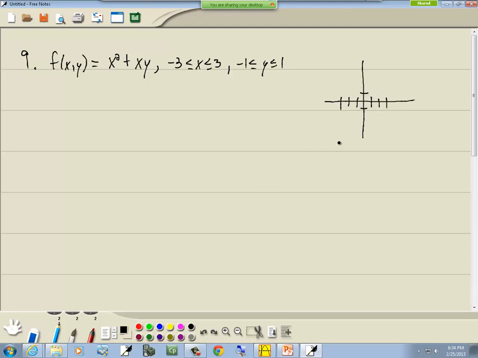This would form... what am I doing wrong? I must not be clicking it right. This is forming this little rectangle right here.